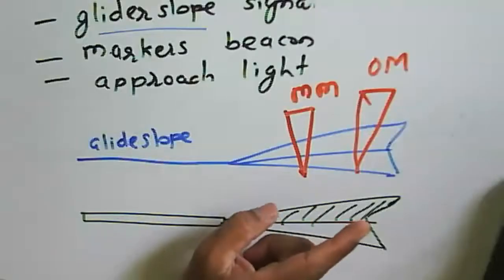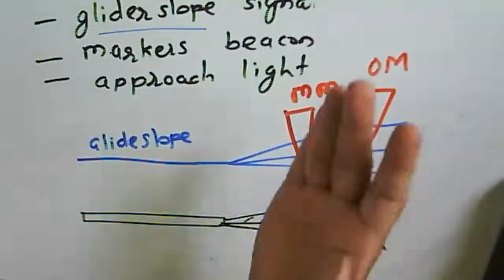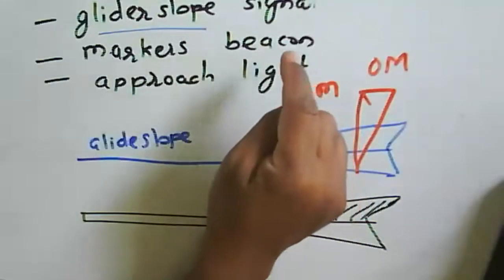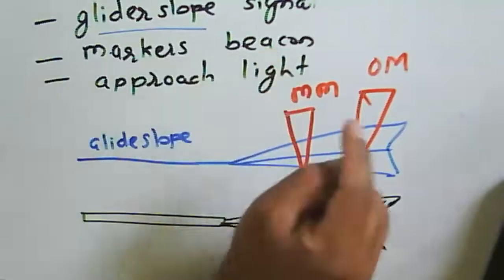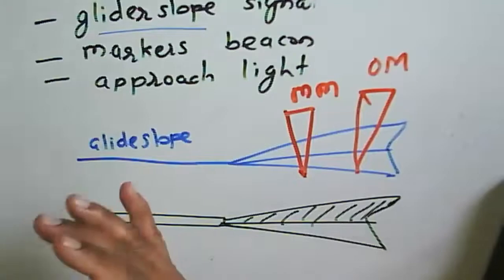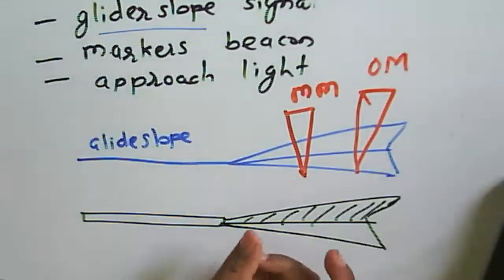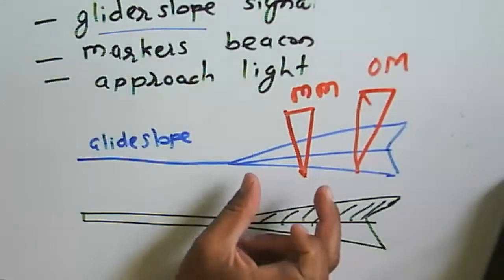If you consider the outer marker, in that case the sensitivity of the glide slope is about 50 feet, and at the position of the middle marker, the sensitivity will be about 8 feet.